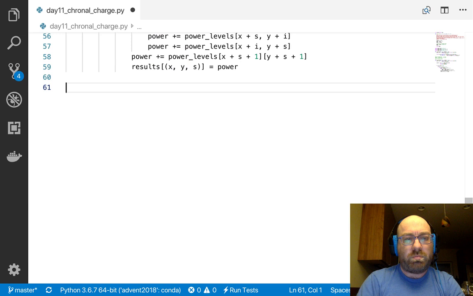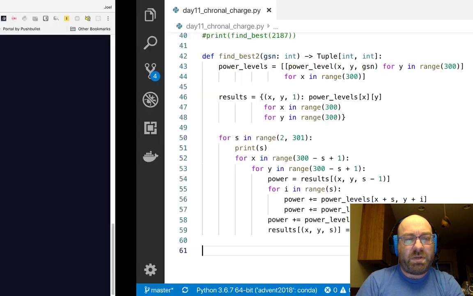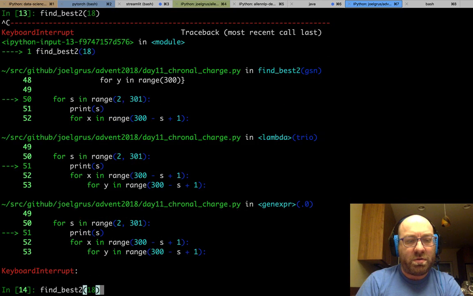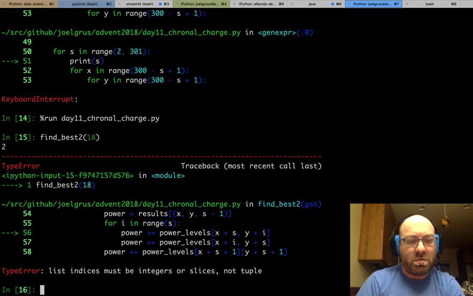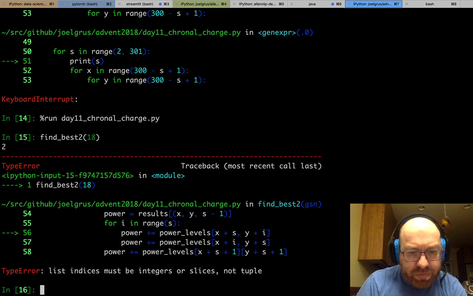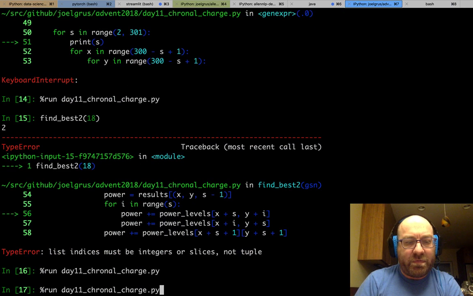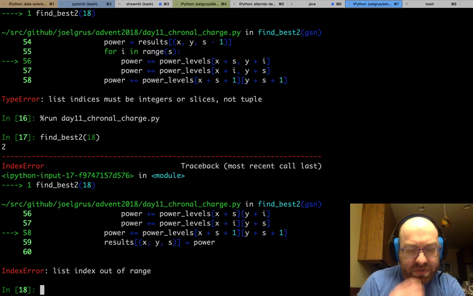And so find best 2 of 18. So let's just try this. Let's run it. List indices must be integers or slices, not tuple. That is correct. So I didn't slice these correctly. And let's see if this is fast enough. List index out of range.